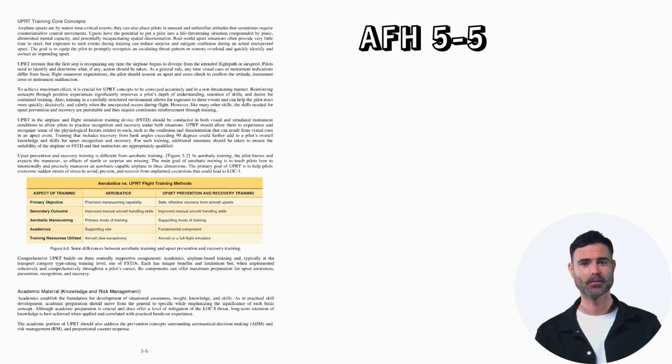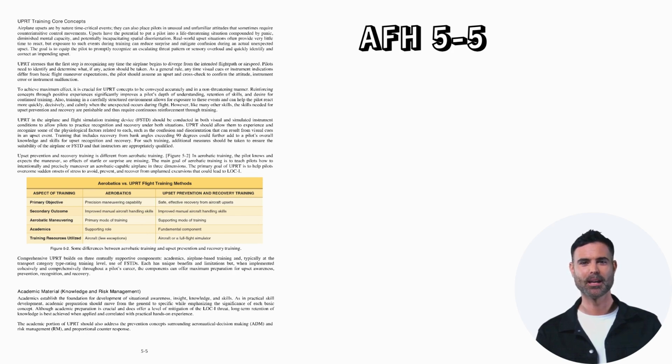To achieve maximum effect, it is crucial for UPRT concepts to be conveyed accurately and in a non-threatening manner. Reinforcing concepts through positive experiences significantly improves a pilot's depth of understanding, retention of skills, and desire for continued training. Also, training in a carefully structured environment allows for exposure to these events and can help the pilot react more quickly, decisively, and calmly when the unexpected occurs during flight.